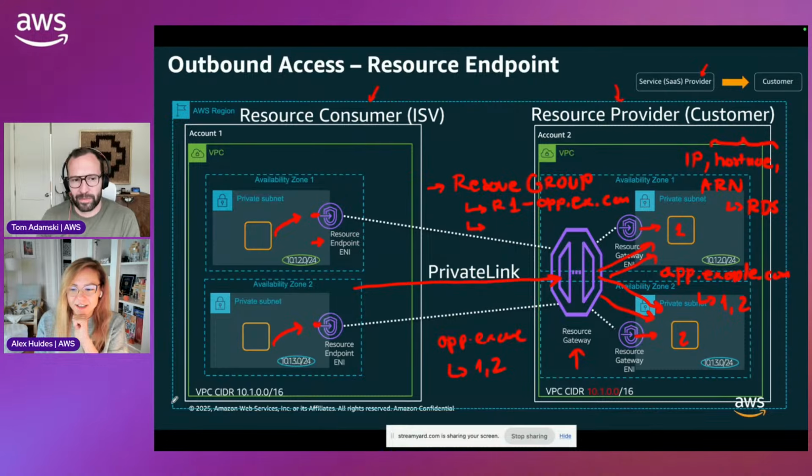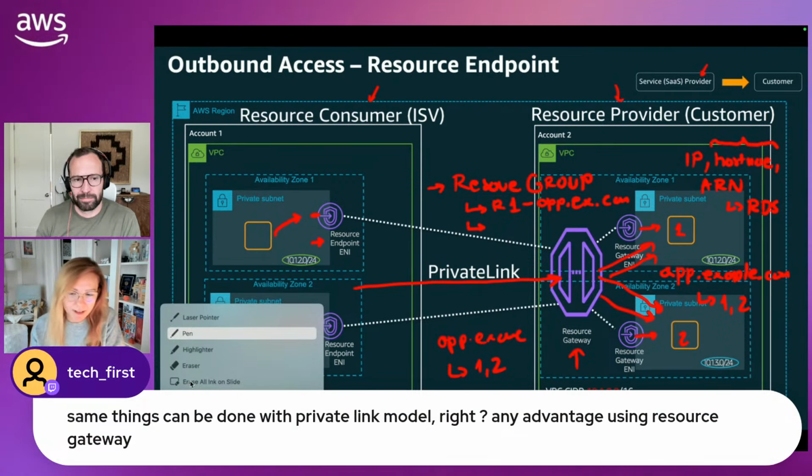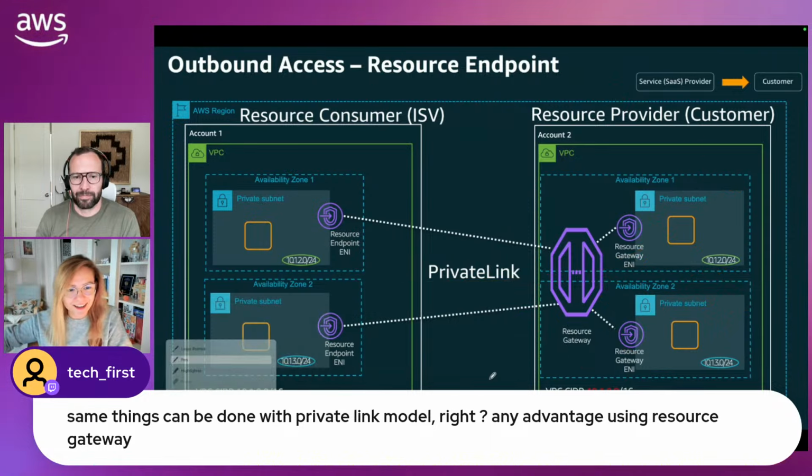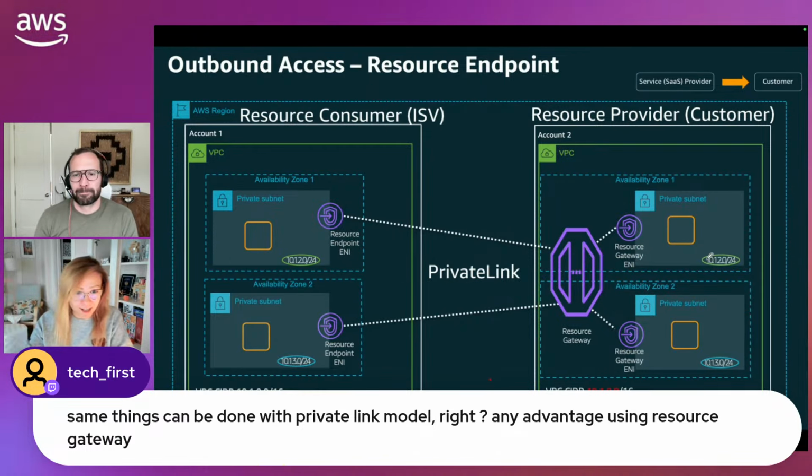There's a good question in the chat. Same thing can be done with the PrivateLink model, right? Is there any advantage of using the resource gateway? And I think from the DNS name perspective, that's really useful when that resource lives somewhere outside of AWS, maybe on-prem or in a different cloud. But this model is really good for when you don't need load balancing, you don't want to get to that place where you would put an NLB in front of your resource, because if you can put in an NLB, you can just do PrivateLink, right? You don't have to do resources. This is an optimized way of exposing resources that are not load balanceable, right?